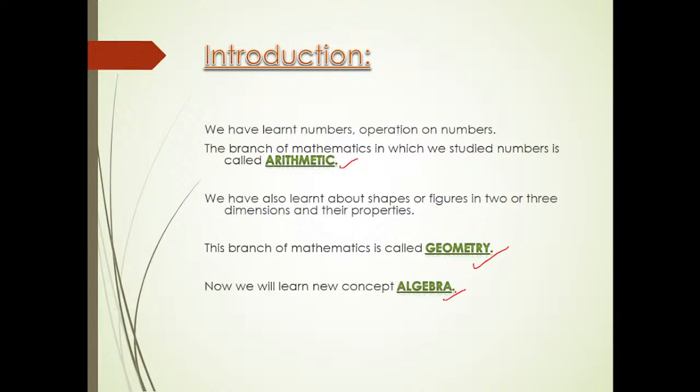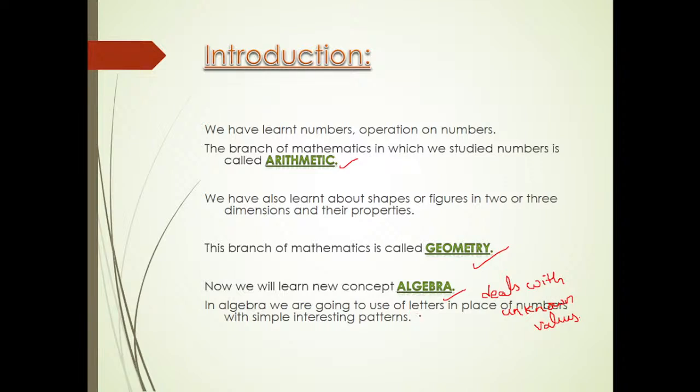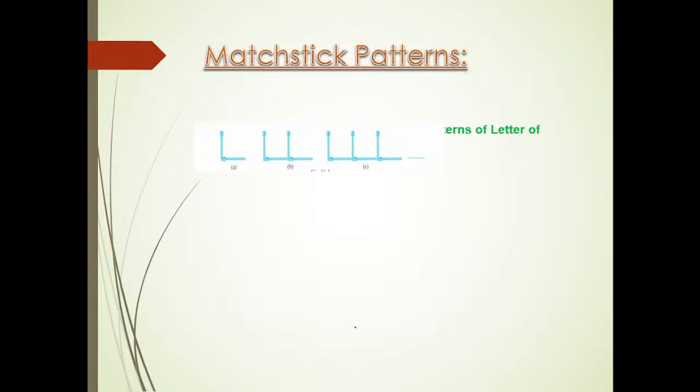So algebra is a branch of mathematics which deals with unknown values. Algebra makes use of letters. For these unknown values we are using letters in place of numbers, with some interesting patterns. So let us see what algebra is about. Let us take a look at the matchsticks pattern.